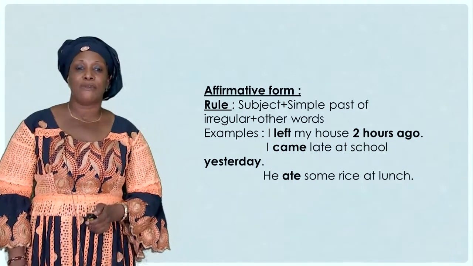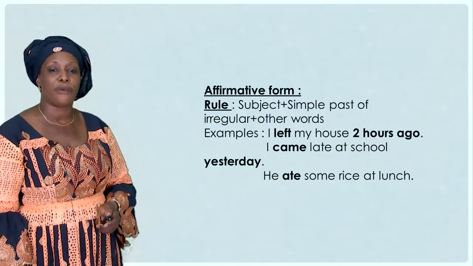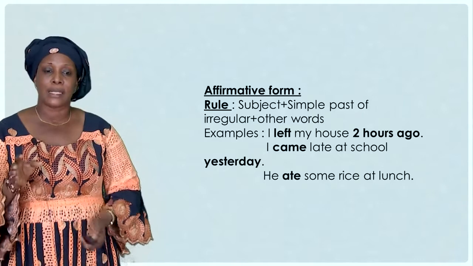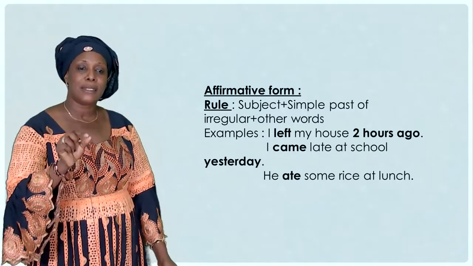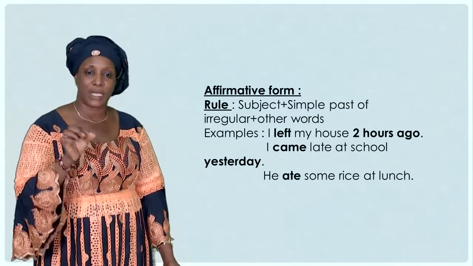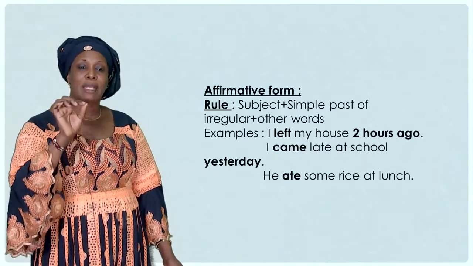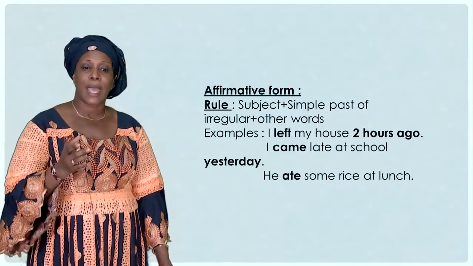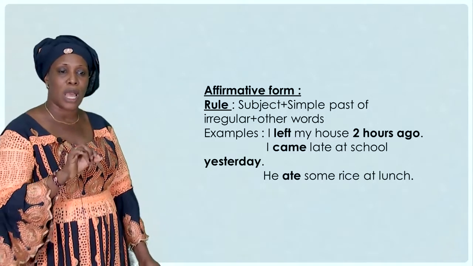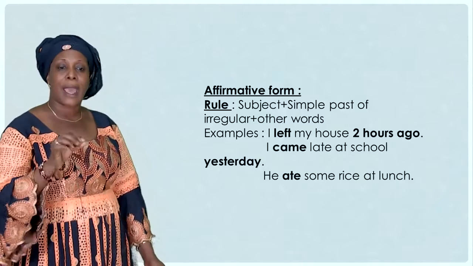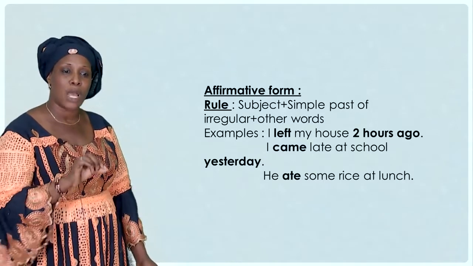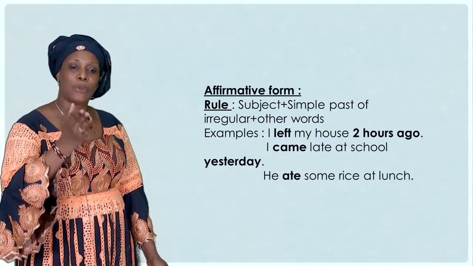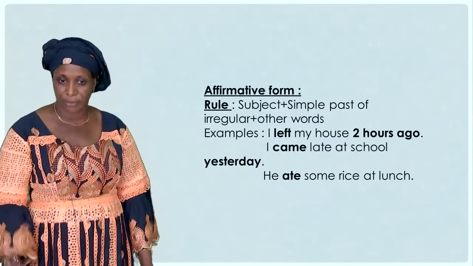Now let's deal with the affirmative form of irregular verbs. Rule: subject plus simple past of irregular verbs plus other words. Examples: I left my house 2 hours ago. Left is the preterit of to leave.